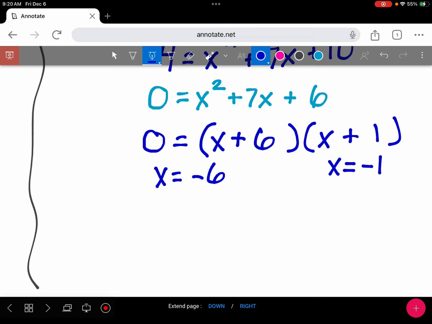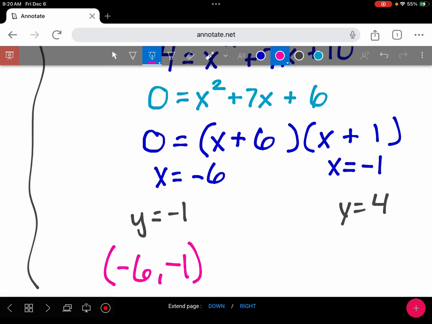And again, you can pick either one of these equations to find your y values. I don't know why you would pick the first one unless you're feeling particularly mean to yourself. Use the second one. Way easier. -6 plus 5, -1 plus 5. 4. So our two solutions here are -6, -1, and -1, 4.